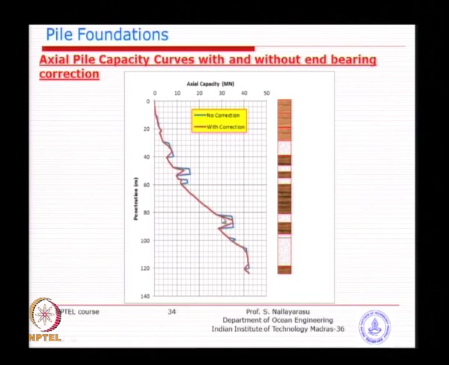That means, if you stop the pile at the start of the layer, you cannot consider full capacity, you can only consider a part capacity, and if you go by slightly increasing, you can consider slightly more. So, linear interpolation between the resistance of this layer to this layer, because otherwise there will be a sudden increase.